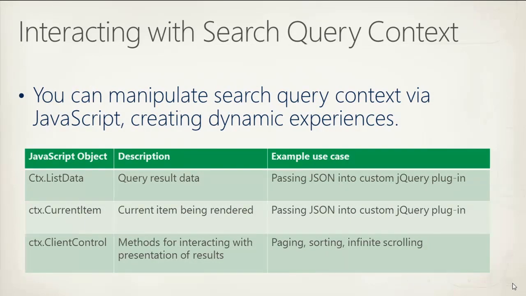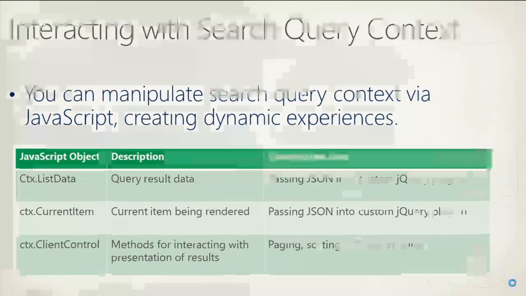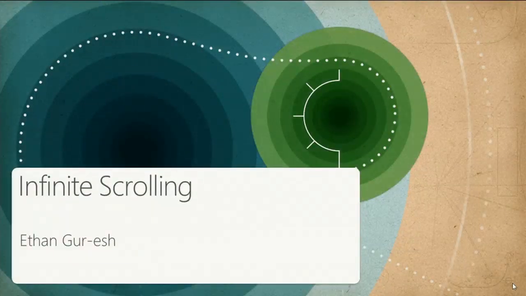And lastly, there's the client control object. And the client control object, sort of like its name implies, allows that client-side code to control what search is actually doing. So you could use it for paging, you could use it for sorting, you could even use it for infinite scrolling, which is what I'm going to show you. So let's switch over to a quick demo.